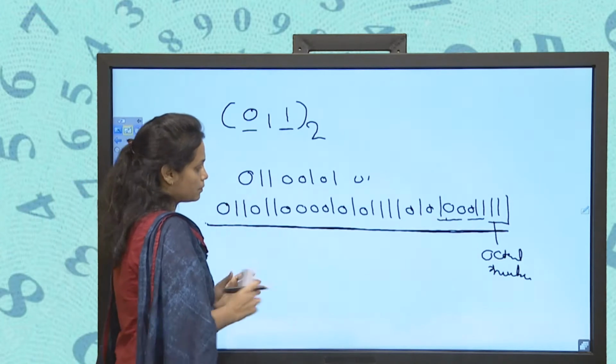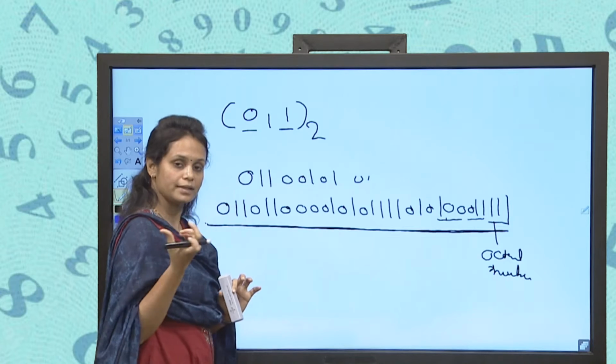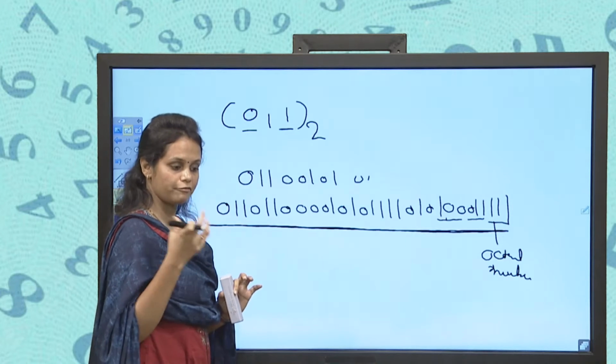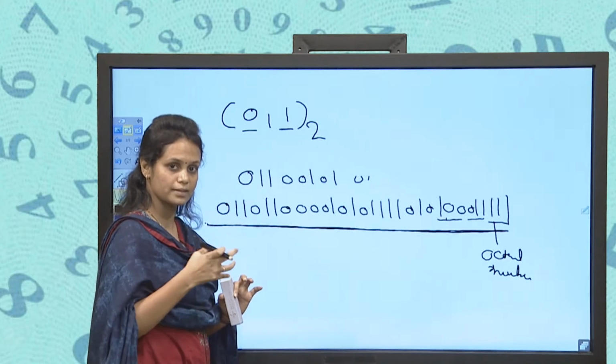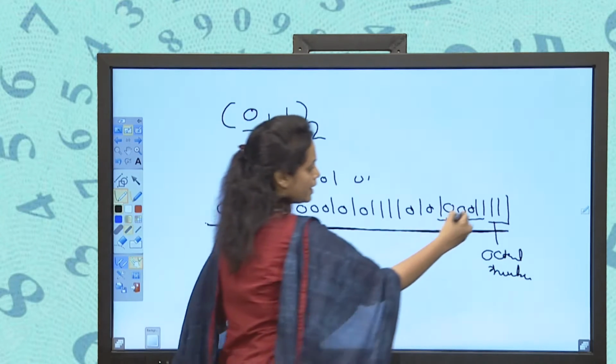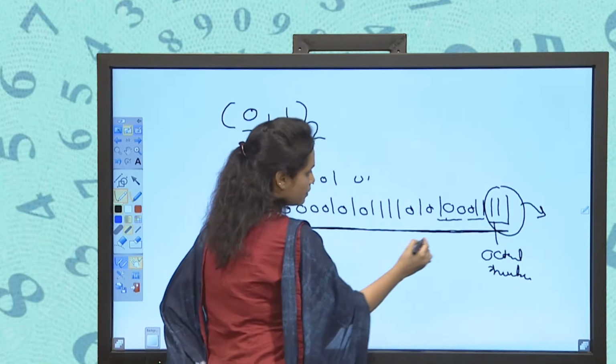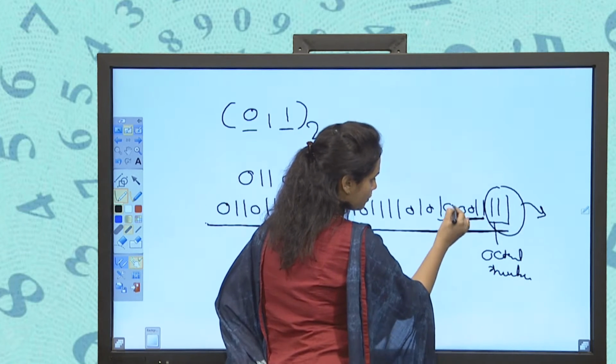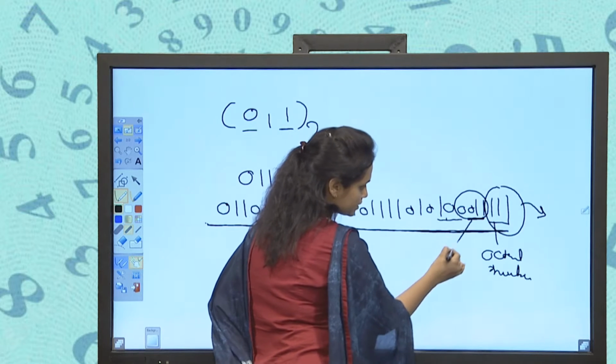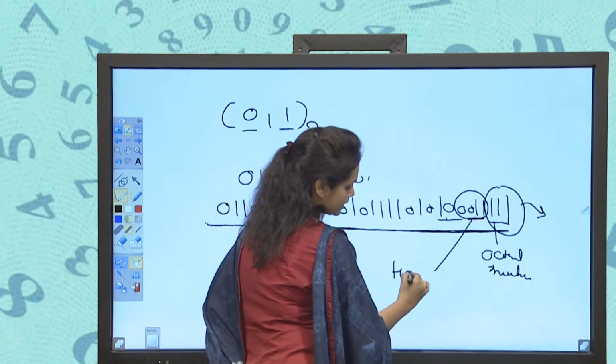See, if we make groups of 3 numbers in the binary number, then this number will convert to the octal number, and if we make groups of 4 numbers, then this number will convert to the hexadecimal number.